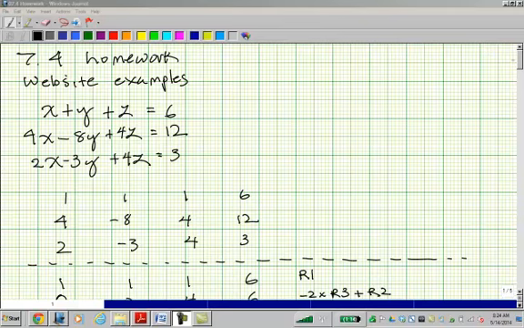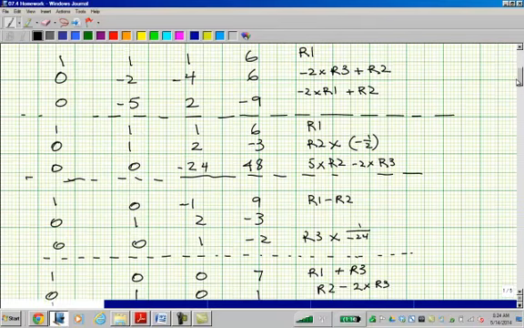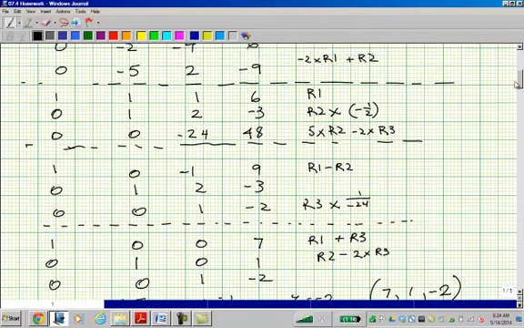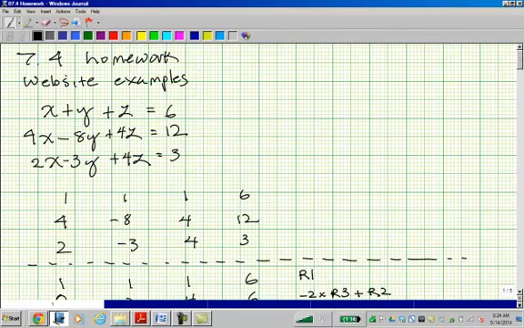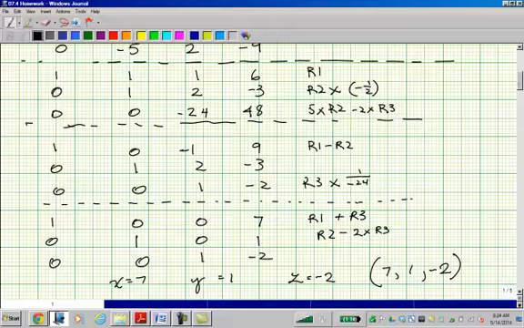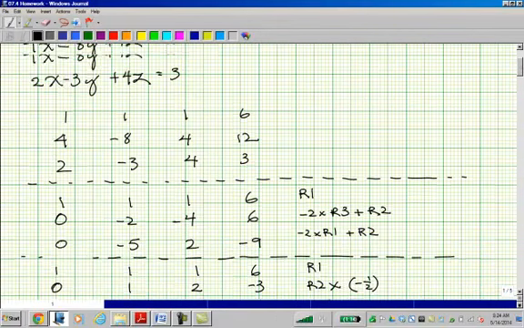And then the goal is to end up with a matrix that looks like this. 1, 0, 0, and some number; 0, 1, 0, and a number; 0, 0, 1, and a number. This first one is the coefficient of x, this one here is the coefficient of y, and this one is the coefficient of z. And then the number at the end is what each of them equals.